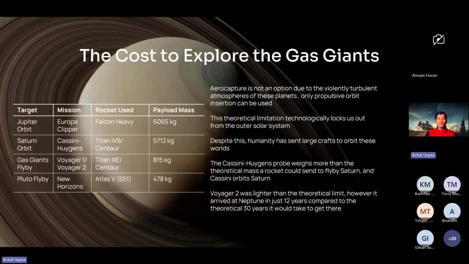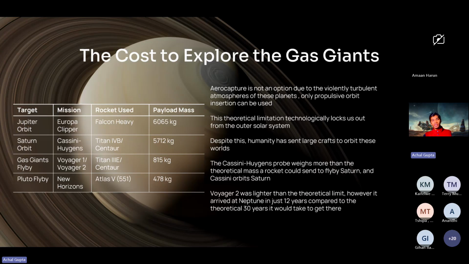These are a few crafts we've sent to these planets. We've sent 6 tons to Jupiter orbit. We've sent 5.7 tons to Saturn's orbit. And we've sent the Voyager space probes to fly by all these gas giants. And obviously, New Horizons flew by Pluto. Now, well, how did we do this?